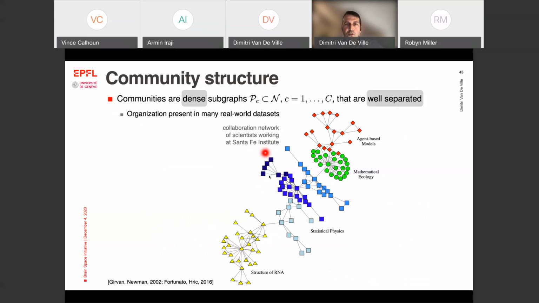And so another type of graph that is typically not so well suited to be analyzed with the graph Laplacian are graphs that have very strong community structure, meaning that they have dense subgraphs that are well separated between them, such as, for instance, this collaboration network that you've probably seen if you are interested already in this topic. Now, why am I saying that?